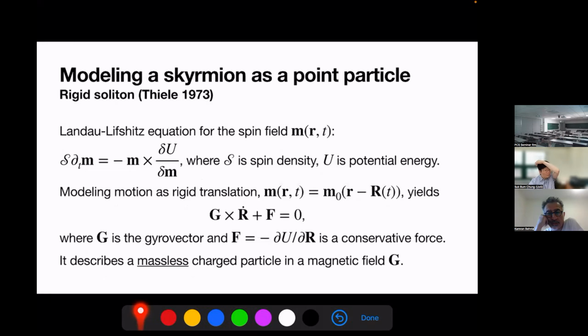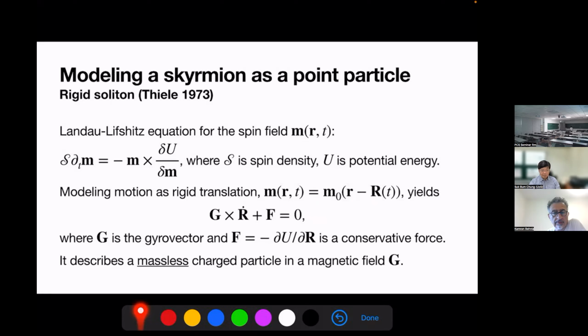So modeling a skyrmion as a point particle goes way back to the 1970s when Al Thiele introduced his very nice approach to modeling soliton dynamics. He said, suppose we translate the Landau-Lifshitz equation shown here into the equation of motion for the center of the soliton that moves without any deformations in such a way that it just gets displaced, and the displacement depends on time. Then you get the Thiele equation, which is shown here without dissipative terms.